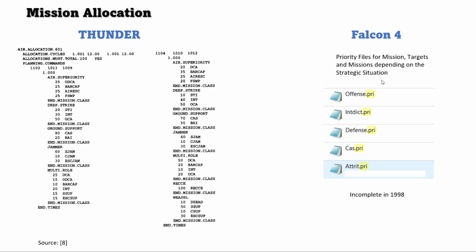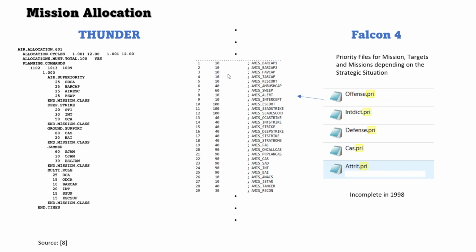Now comes Falcon 4. It seems Falcon planned to use a very similar idea, but the implementation was never finished. These files are in the campaign directory since Falcon 4 original, if I remember correctly. They define how the mission priority would change depending on the strategic situation. It looks like each mission has a priority, and that would change depending on the file being used. For example, when we are on offensive, then the offense.pre file would be used with these priorities. If you are on defensive, then other priorities would be used.